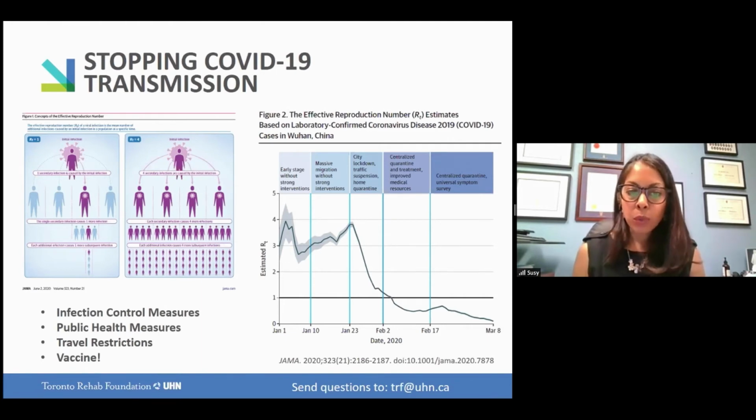So the kinds of measures that we put in place to stop transmission, in broad terms, include infection control measures. This is hand hygiene, trying to wear masks or personal protective equipment to stop transmission from person to person. Public health measures like closures of schools, interrupting businesses or stopping businesses from running, locking down the city and restricting the movement of people. Travel restrictions, and vaccine, of course, which is what we're looking forward to. Next slide, please.